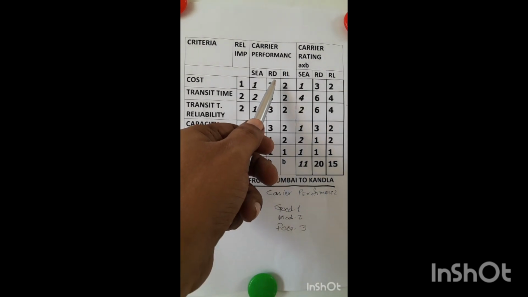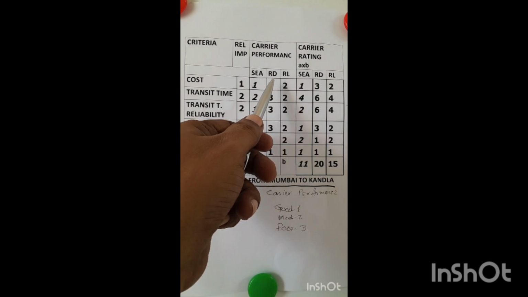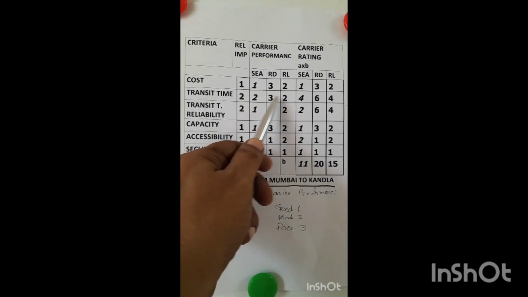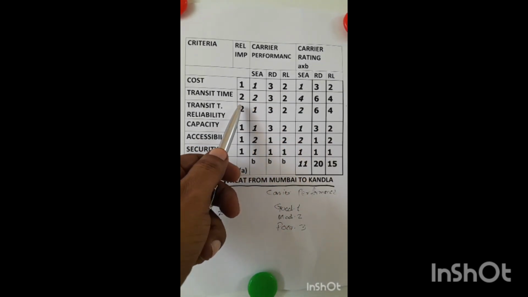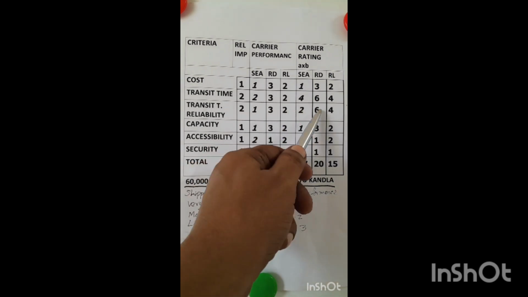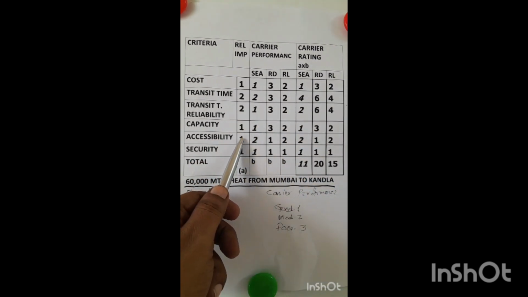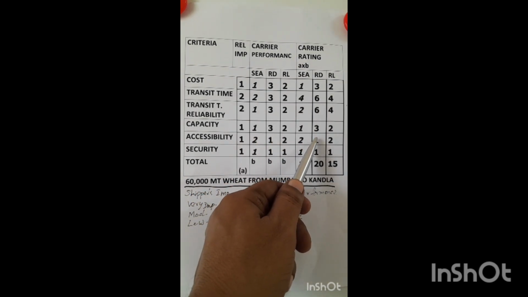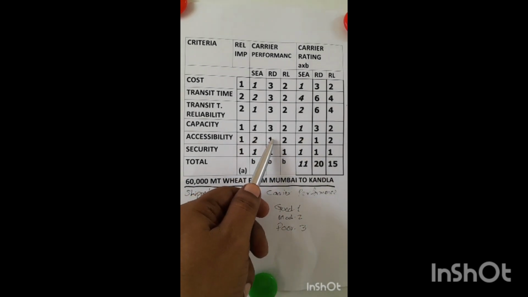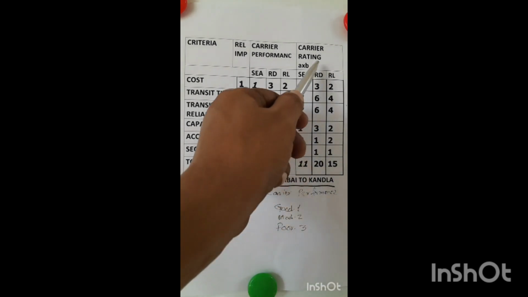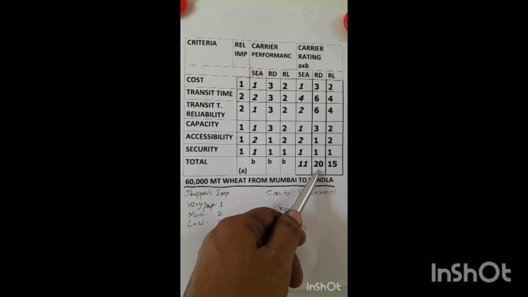Similarly, for the road transport, you have to find the carrier rating. For the cost, road transport is 3 and relative importance is 1. So 1 into 3 we get 3. 2 into 3 we get 6. For transit time, 2 into 3 we get 6. Capacity 1 into 3 we get 3. Accessibility 1 into 1 we get 1. Security 1 into 1 we get 1. Add them together, we get 20.